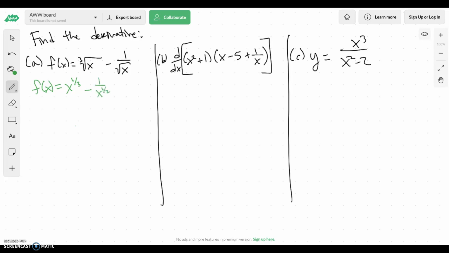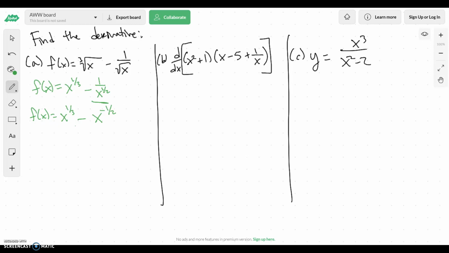Now, it would be also good to make sure that we have the powers. We don't want to have fractions like this. So let's have it as x to the 1/3 minus x to the negative 1/2. So I want to have them as x to the something. Okay, so now we are ready to take the derivative.